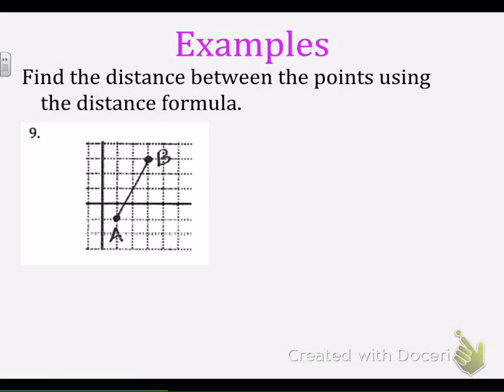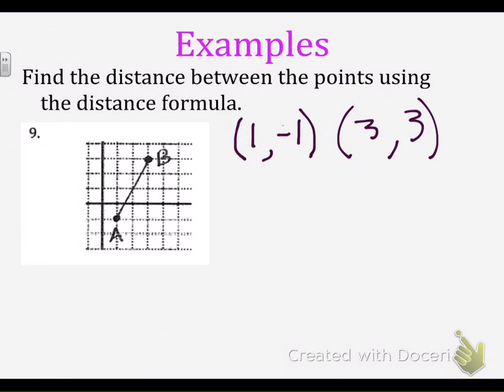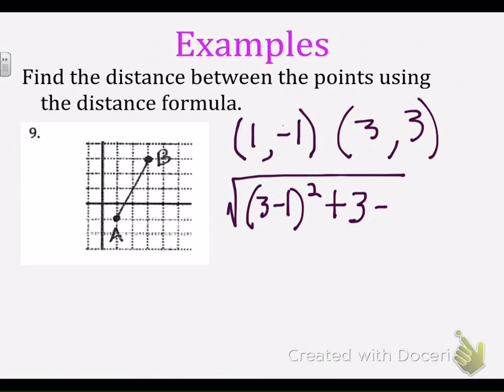Alright, find the distance between the 2 points. So we've got 1, negative 1, and we've got 3, 3. Alright, so square root, we're going to take my x's. 3 minus 1 squared plus 3 minus a negative 1 squared.